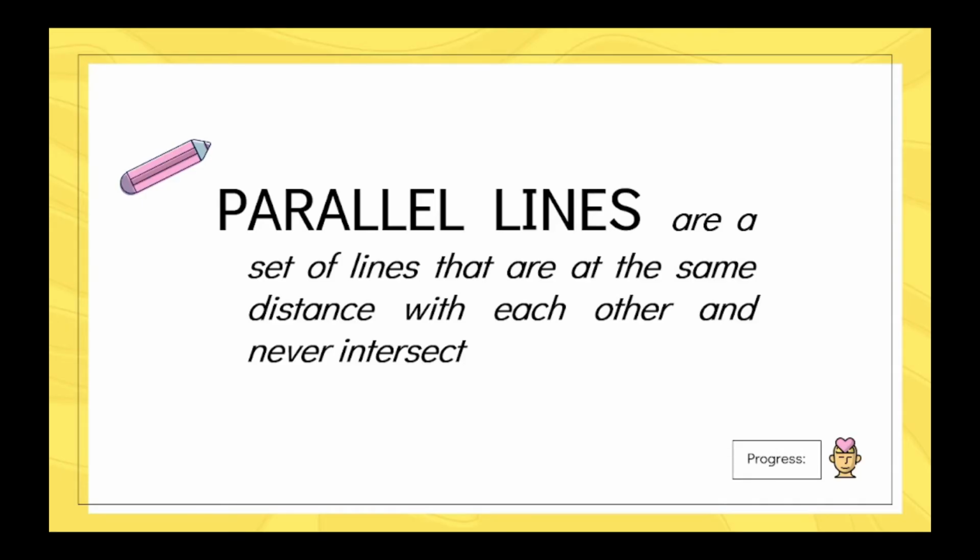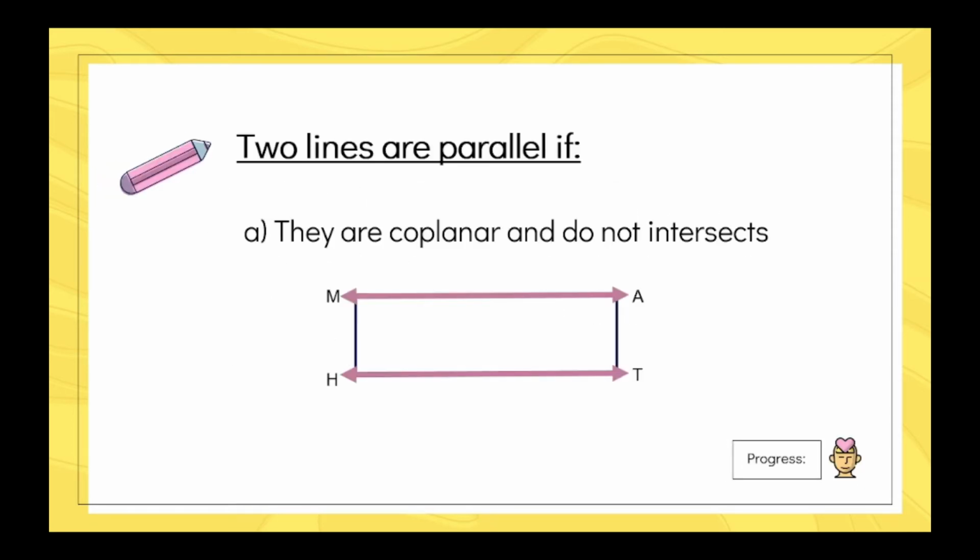So parallel lines are set of lines that are at the same distance with each other and never intersect. So these are coplanar lines that do not intersect. Those are parallel lines. Now, how are we going to identify that two lines are parallel? So we have different conditions. The first condition, two lines are parallel if, letter A, they are coplanar and do not intersect. So anong ibig sabihin nun?